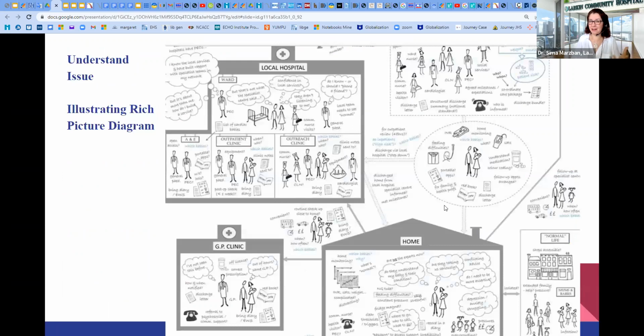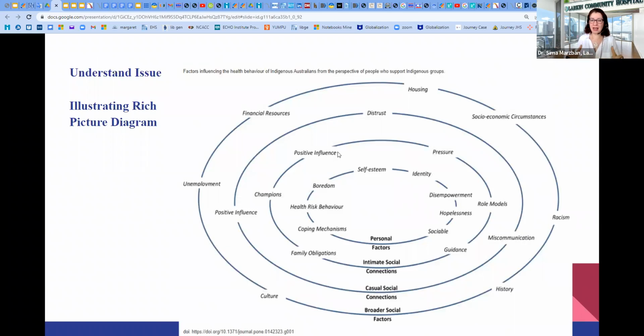I'm hopeful; it takes a one-week lecture to work on systems thinking and these types of tools, but I tried to summarize everything here. You see another rich picture here. Housing, financial resources, positive influencers, community influencers, role models, family obligations, communications, racism, everything affects the patient situation. And here we have a part of a study about factors influencing the health behavior of Indigenous Australians from the perspective of people who support Indigenous groups. So here you see the result of a study with a rich picture.